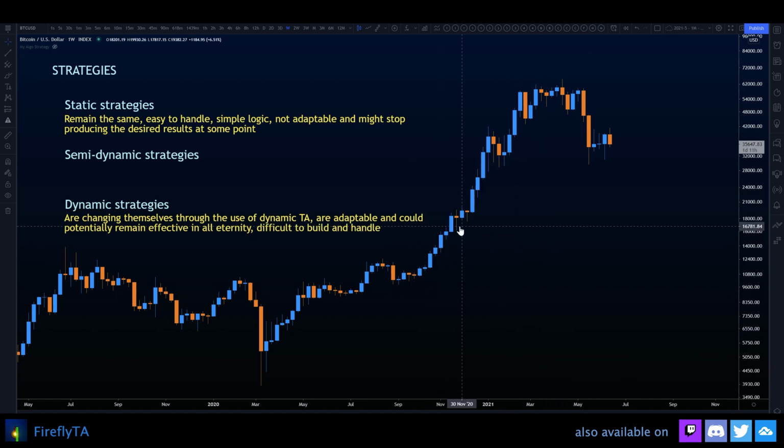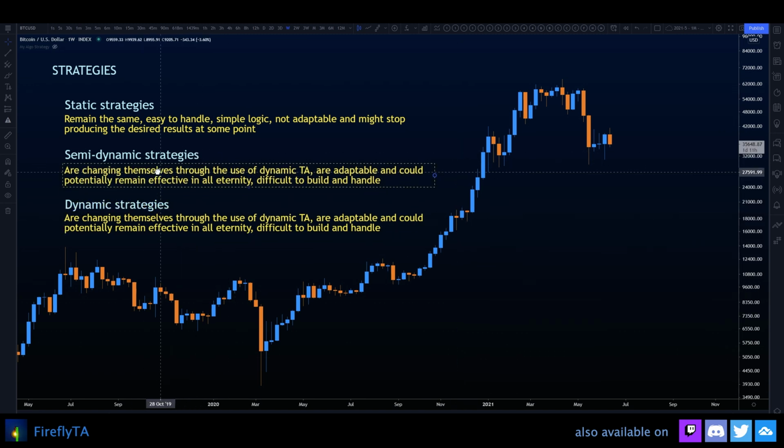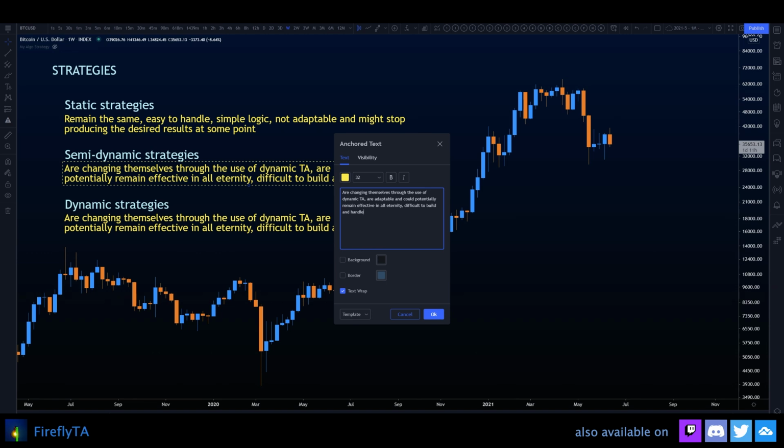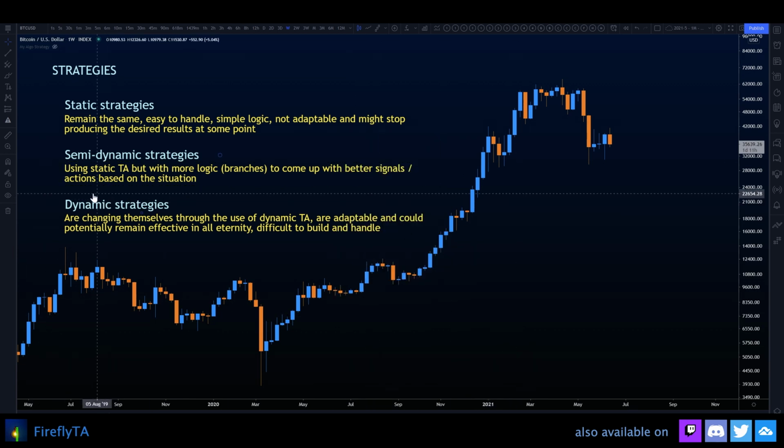Very important to know. So the semi-dynamic strategies, I'm not sure if I pronounced this correctly, are in between. They are actually dynamic because they have more logic in them. So basically they are using static TA, but with more logic, for example branches that you can define to come up with better signals and actions based on the situation. So I hope this makes sense.